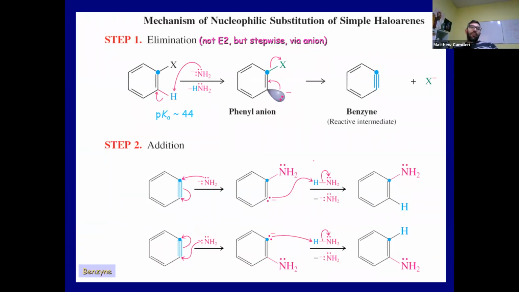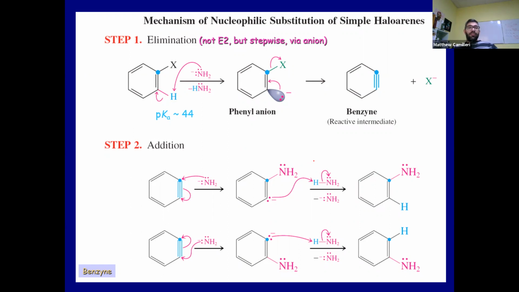So the first step would be the elimination. First you have a very, very strong base. The base must be stronger than the acidity of the benzene ring. So if the benzene ring is pKa 44, you need something which is stronger than that. And the NH2 minus can take it, and will then produce a carbanion.